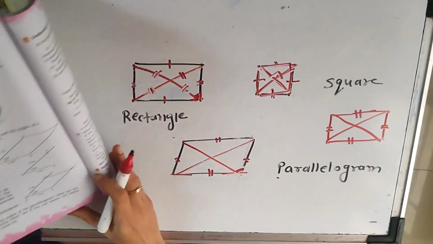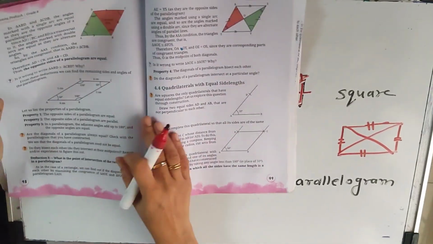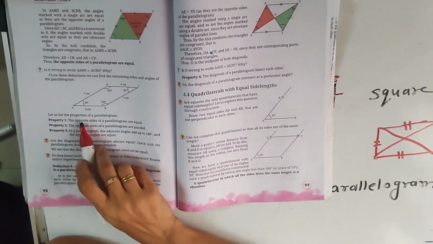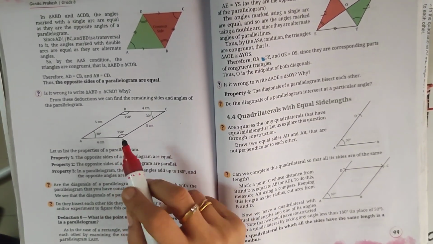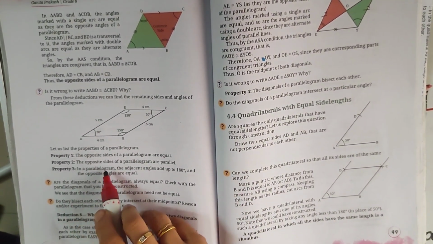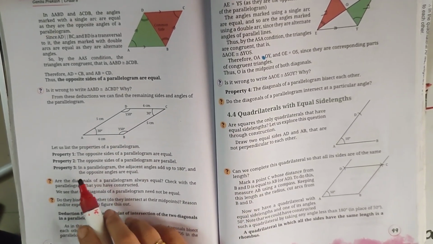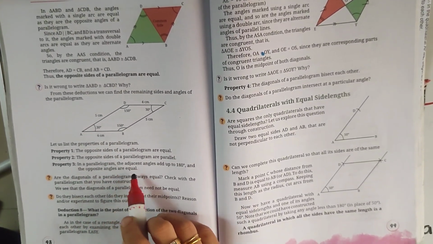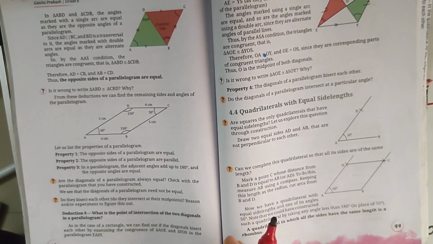Now see here, we see some properties of parallelogram. In a parallelogram, the first property is opposite sides of a parallelogram are equal. Okay, we already saw that. Then opposite sides of a parallelogram are parallel. The third property is in a parallelogram the adjacent angles add up to 180 and opposite angles are equal.